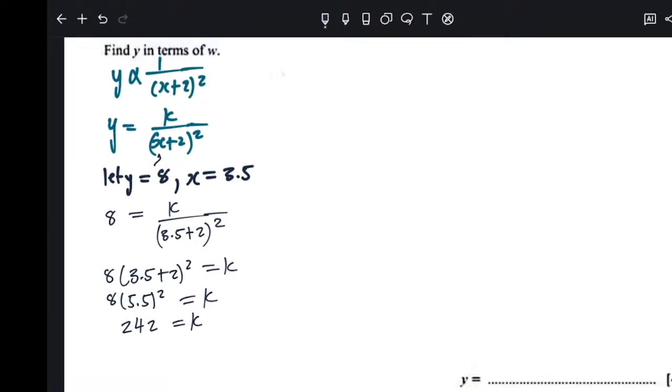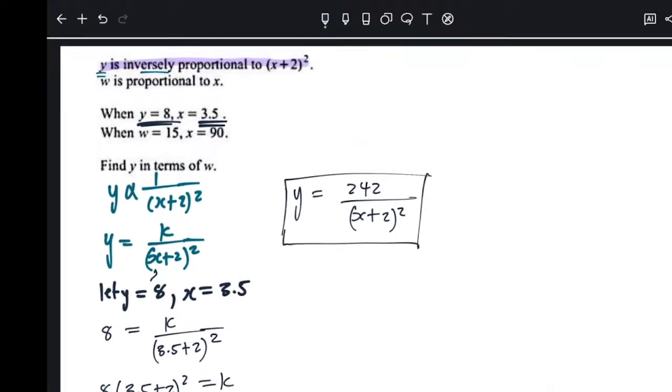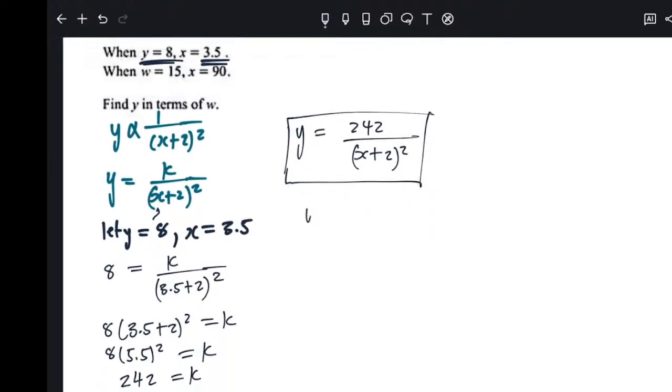So here, now we go on. We're going to now say y, you rewrite, say y is equal to k over, no, instead of k, you can now put 242 over (x + 2) all squared. Then now you have this as your first thing. What are they now saying? W is proportional to x. Another thing, we do the same thing again. W is proportional to x.